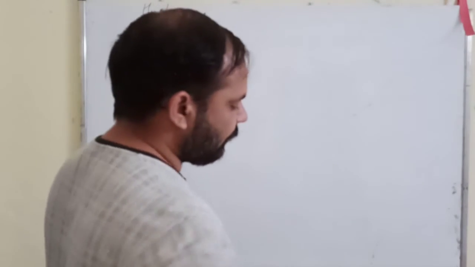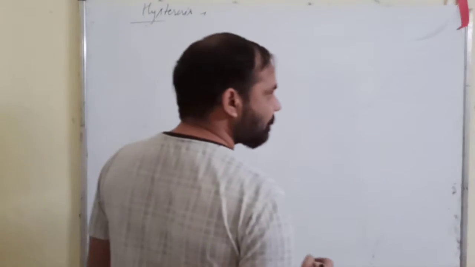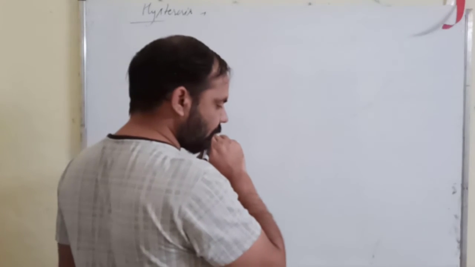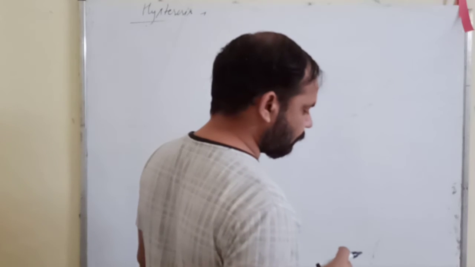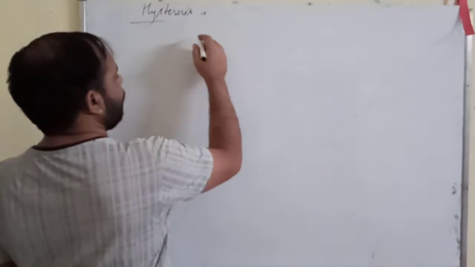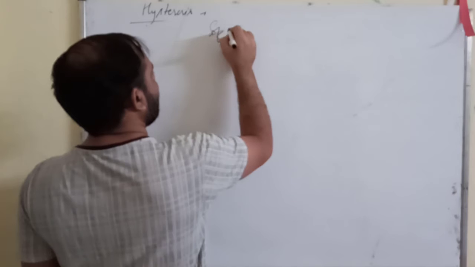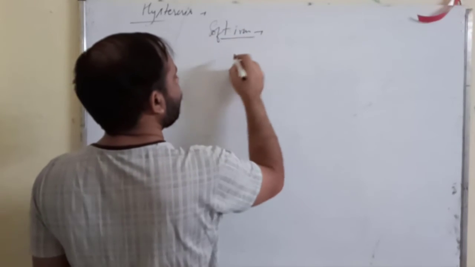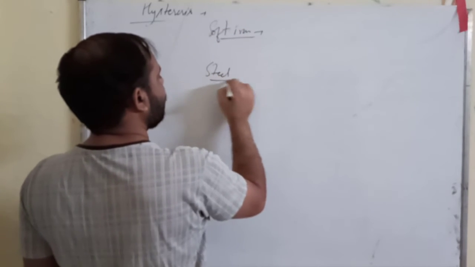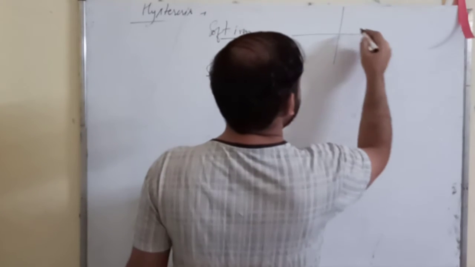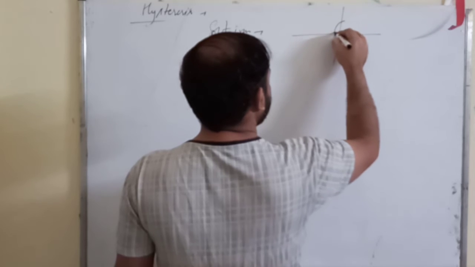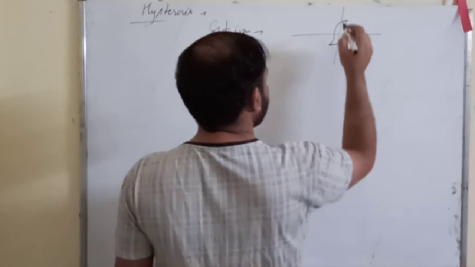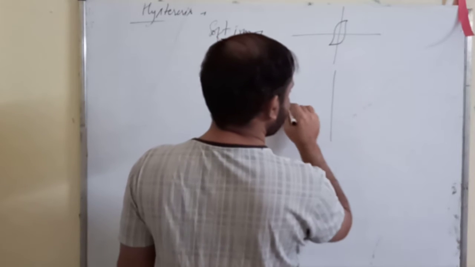Okay, the first one is now for soft iron and steel. For soft iron and steel, when we draw the curves, we get a curve of this nature. This is for soft iron and this is for steel.